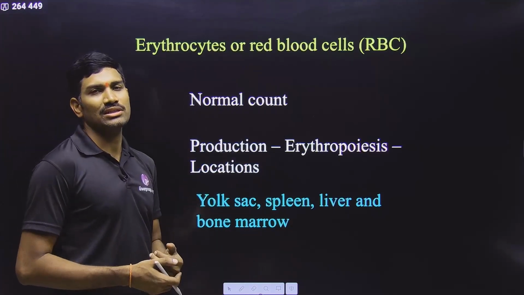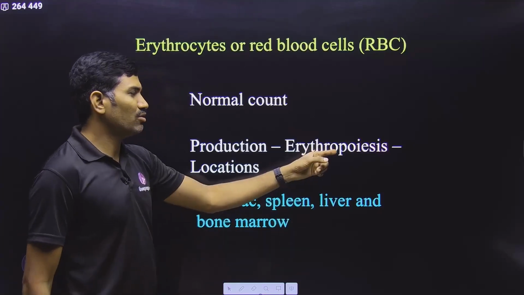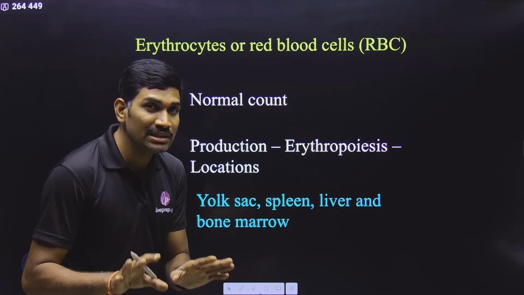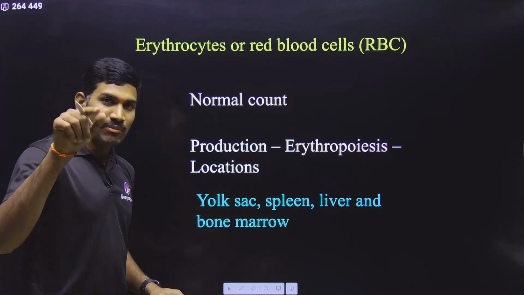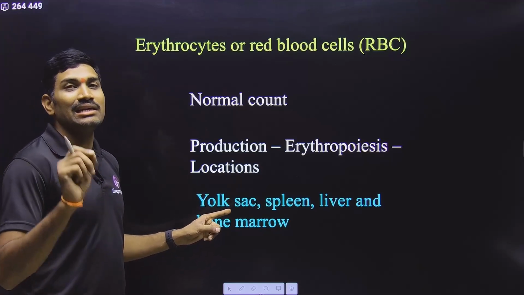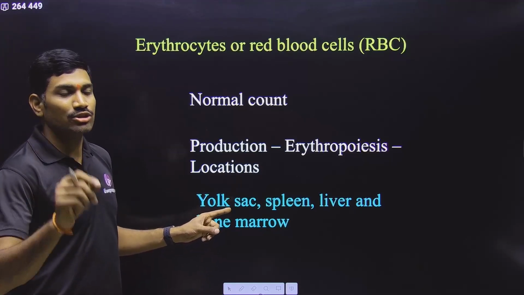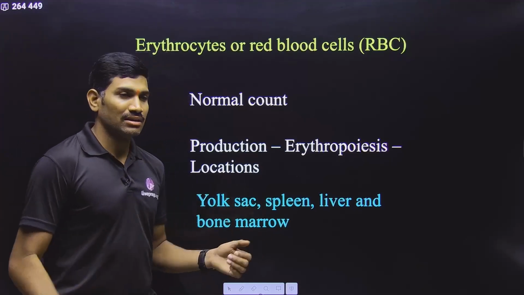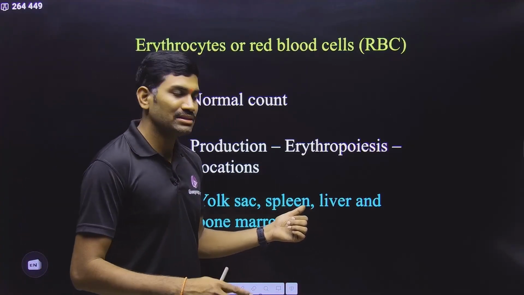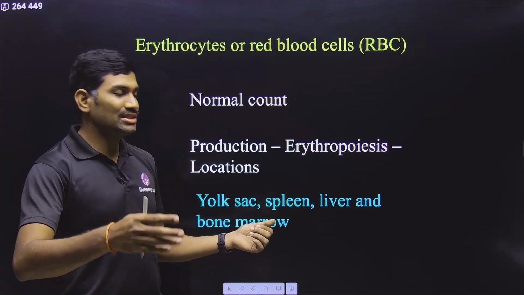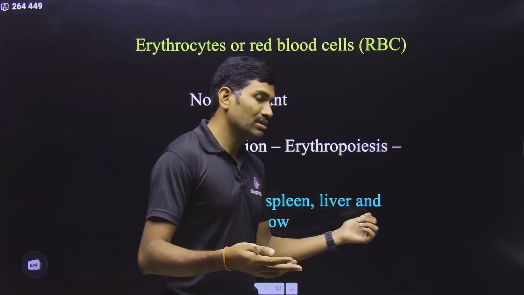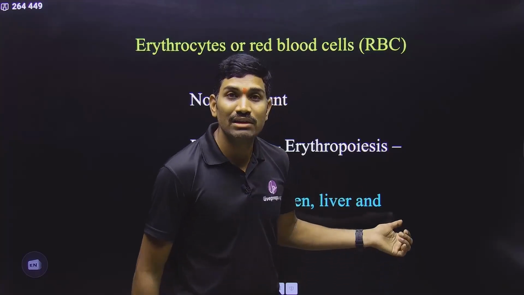Next one regarding the production. Production of RBCs is specifically called erythropoiesis. And where exactly will this erythropoiesis begin, observe carefully. In the embryonic stages, in the embryo condition, initially RBC production or erythropoiesis begins with the yolk sac. Initially it occurs at the yolk sac, and then it will go to the spleen. That means after the yolk sac, the location is changed, and now it will start producing from the spleen, and after that again it will change to the liver. That means RBC production will occur from the liver.